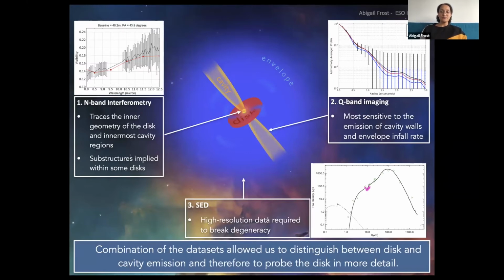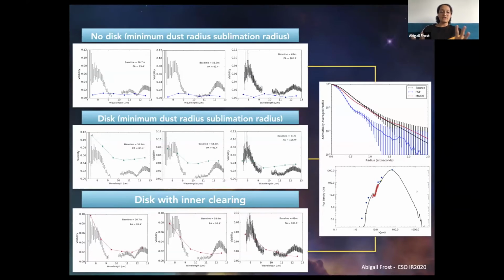And because we could separate between the 2 kinds of emission, we were able to probe the disk in more detail. So this is a collection of plots to help illustrate this. So on the right, you can see radial profiles derived from the model and the source images, for this case with VISIR, on the right in the top.